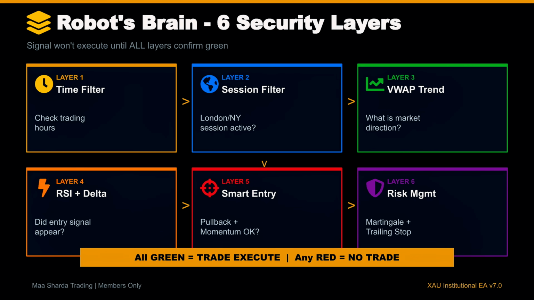A trade signal only executes if ALL layers confirm green. We start with the time and session filters, moving to the VWAP trend, and then the RSI plus delta signal. Next, the smart entry, and finally, the risk management layer. If any layer shows red, there is no trade.